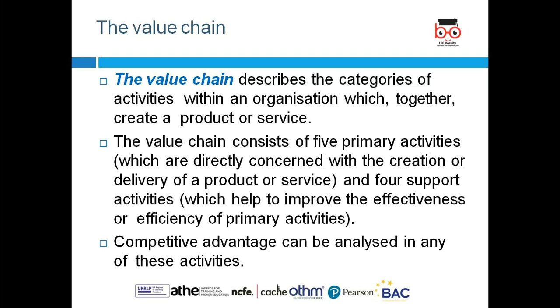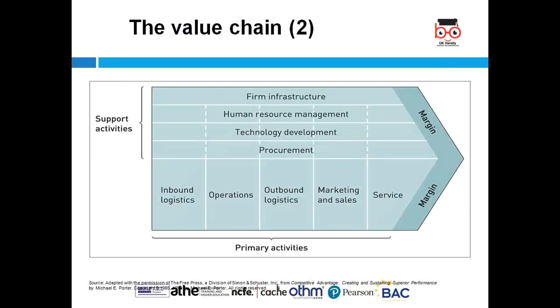Okay, the next model is again given by Michael Porter, the value chain model, where we need to look at some primary and some secondary activities. There are activities according to Michael Porter that we need to look at. These are the primary activities: inbound logistics, operations, outbound logistics, marketing and sales, and service itself. Then we have the support activities: firm infrastructure, human resource management, technology, and procurement.